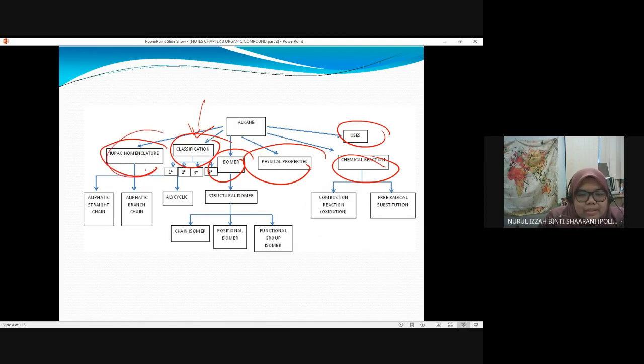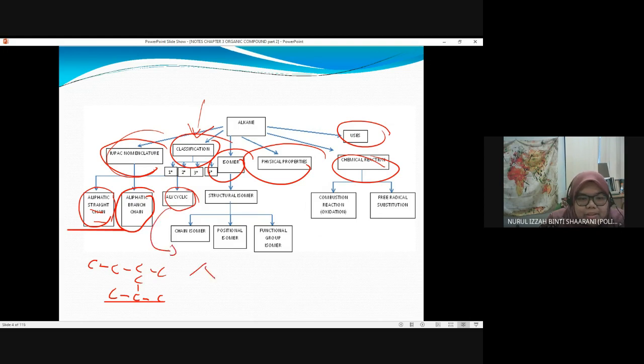So for the nomenclature, we have aliphatic straight chain, aliphatic branch chain, okay. So aliphatic ni adalah rantaian karbon lah, it's referring to the rantaian karbon. Straight chain, rantaian karbon yang straight saja. Branch chain, rantaian karbon yang bercabang, so ada cabang-cabang lah dekat tepi atas kiri kanan dia. And then for classification, okay. Ada lagi satu, mungkin nomenclature untuk cyclic, rantaian yang tertutup. Nanti kita tengok macam mana nak state the IUPAC name for the alicyclic structure.